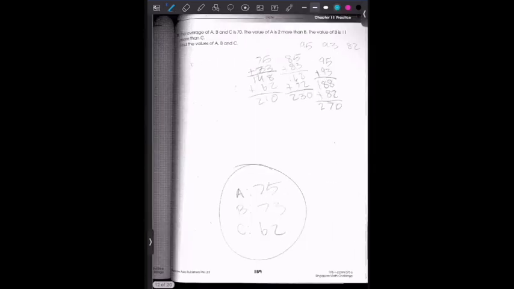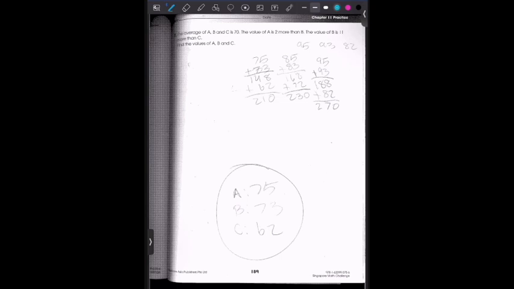Now let's take a look at the next practice problem. The average of A, B, and C is 70. The value of A is 2 more than B, and the value of B is 11 more than C. Find the values of A, B, and C. So we know that A is B plus 2, and B is 11 plus C. And because we know these two equations, we know that C is going to equal B minus 11.